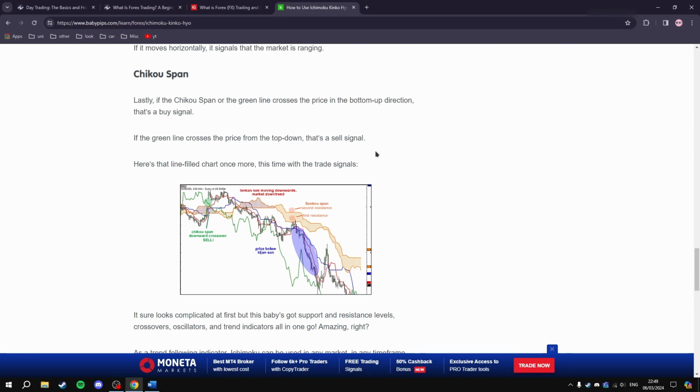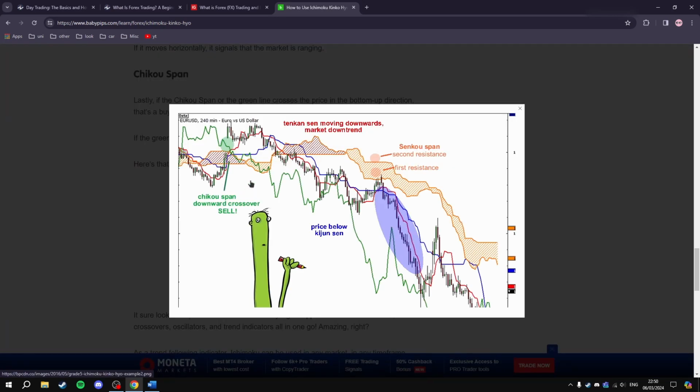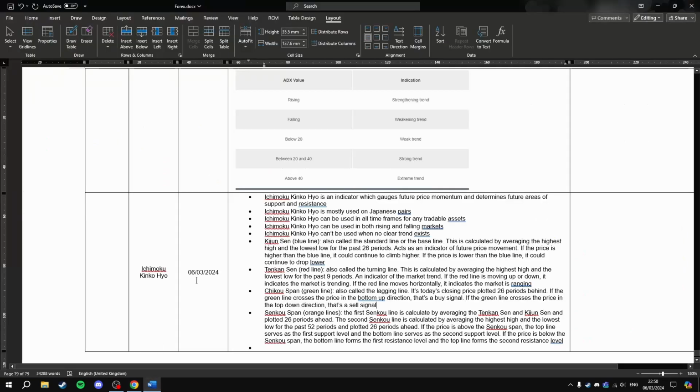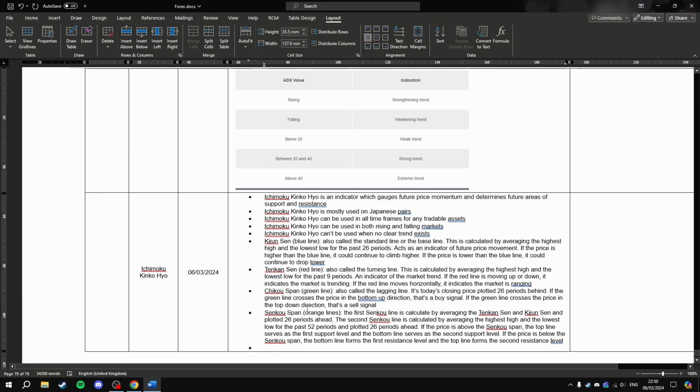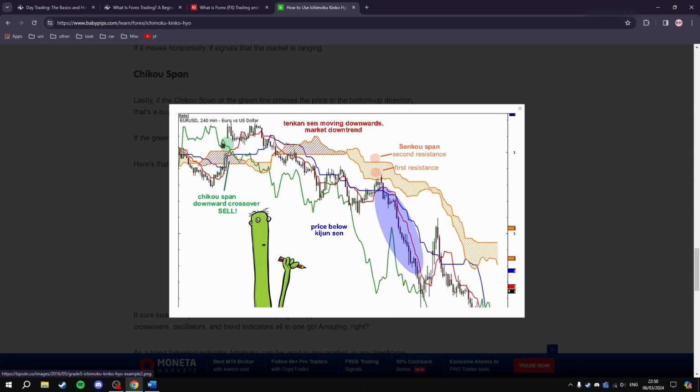Here's that line fill chart once more, this time with the trade signals. Chikou span, downward crossover, sell, downward crossover. Oh, here's a bigger photo, right. So the green line, if the green line crosses the price in the bottom down direction, I guess it kind of did. Oh wait, price is here. Oh right. So I'm assuming it continued like that, but the thing went like that. So top down, that's a sell signal. So sell here.